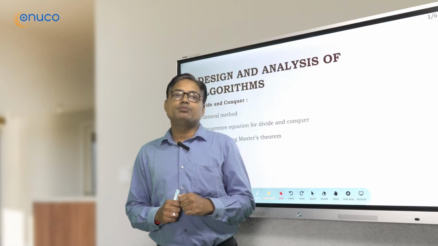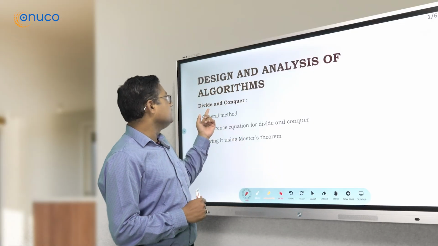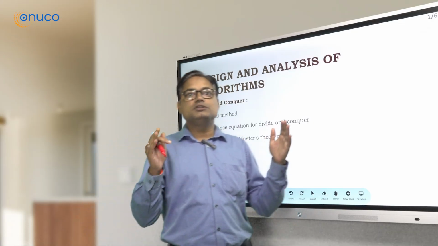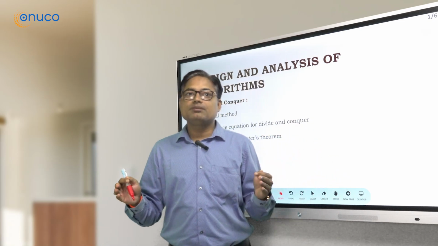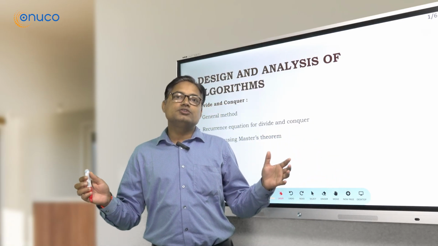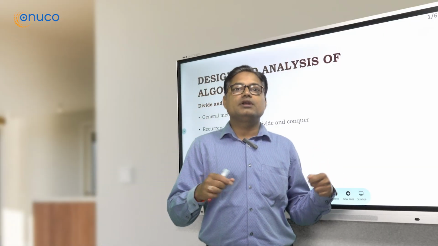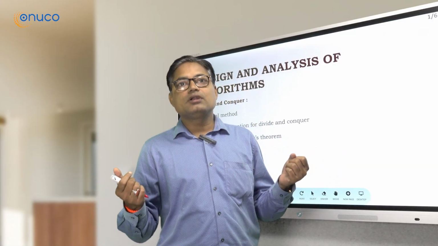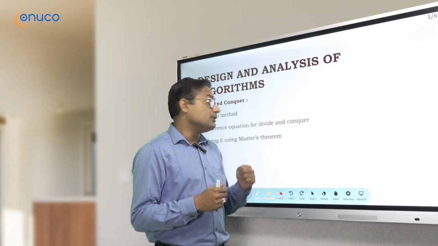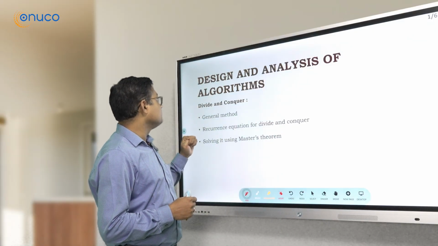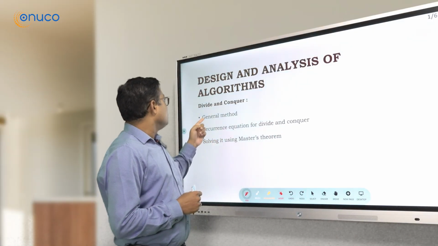problem into sub problems. That is why it's called divide and conquer. First we are going to divide the problem into sub problems, then finally we are going to merge the solutions to the sub problems in order to get the original solution, or complete solution, for the given problem. So that is why it is called divide and conquer.